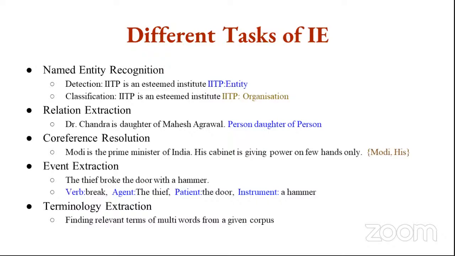And the last task is called terminology extraction. Terminology extraction is basically keyword extraction. In a particular document, there are many words and phrases. We only have to extract the important words which are important for representing a particular document. Those are called terminology or keyword extraction.